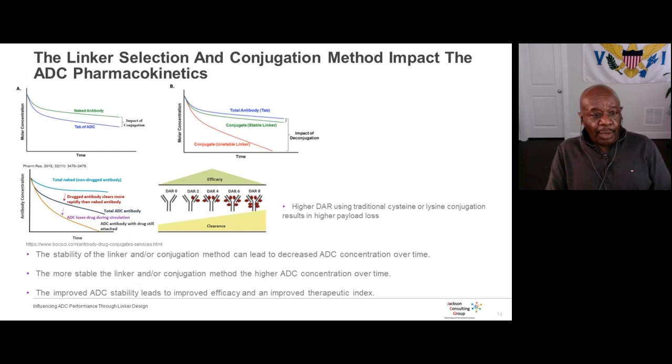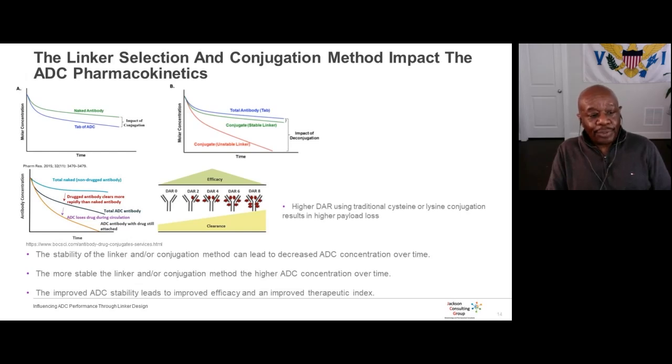So we know that with naked antibodies or unconjugated antibodies, they have really good normal IgG profiles in terms of pharmacokinetics. But with the ADCs themselves, you begin to see a loss of the ADC over time. You get this deconjugation of the payload away from the ADC. So you have more instability with this type of conjugation methodology. As you increase the stability of the linker, you increase the stability of the ADC, thus giving you pharmacokinetic properties that are more in line with what you see with the total antibody, and you see less deconjugation.